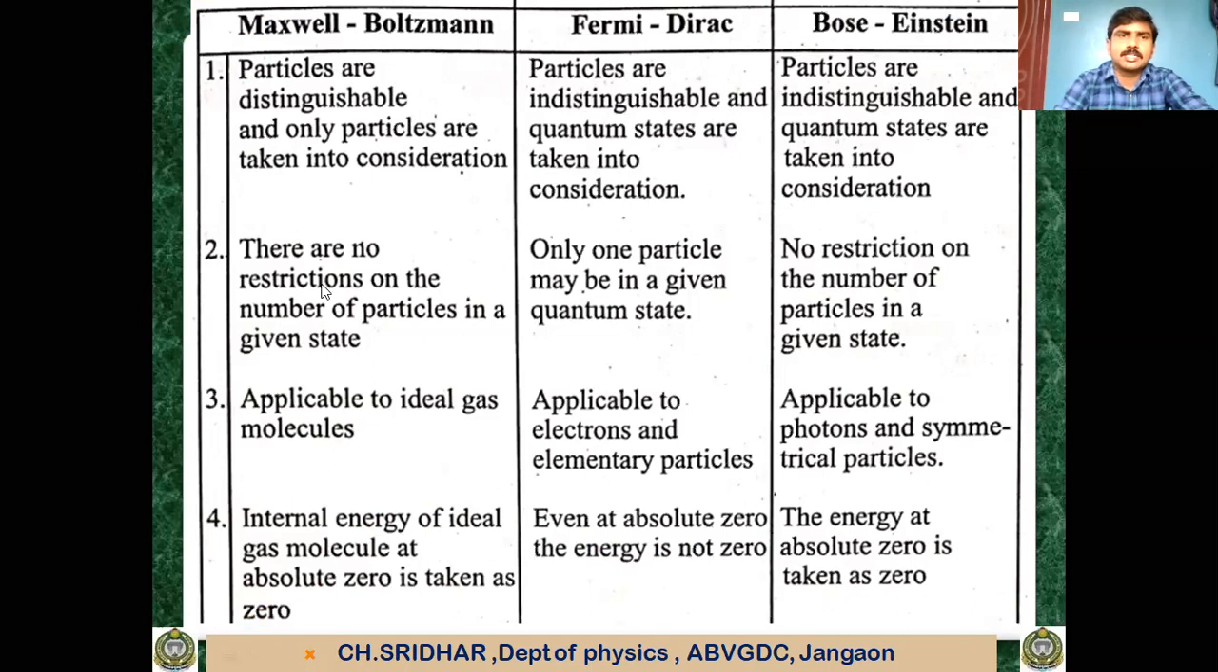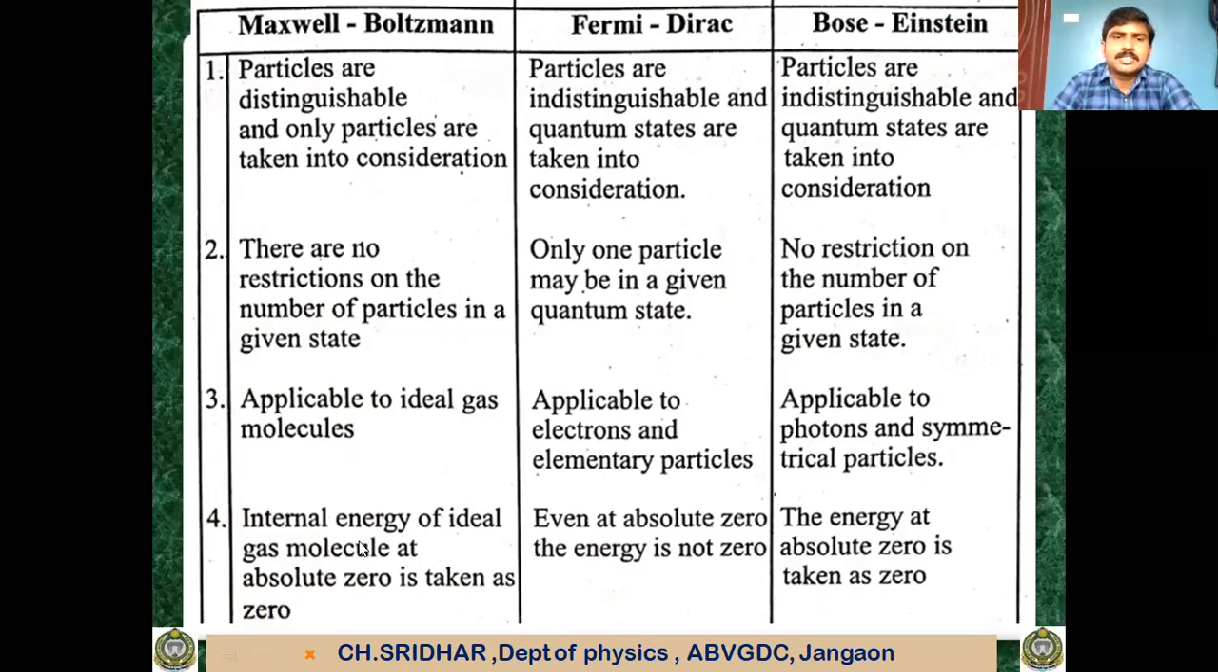In the classical case, there are no restrictions on the number of particles in a given state. In the case of Fermi-Dirac, only one particle may be given to a given quantum state. And in the case of Bose-Einstein, there is no restriction on the number of particles in a given state. The Maxwell-Boltzmann law applies to ideal gas molecules, Fermi-Dirac is applicable to electrons and elementary particles, and Bose-Einstein is applicable to photons and symmetrical particles.